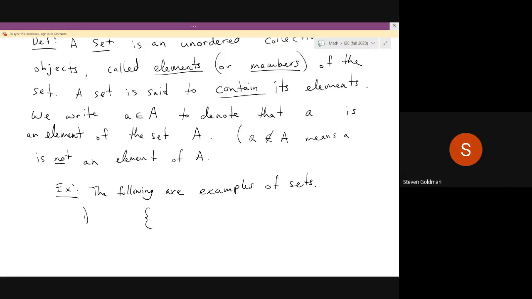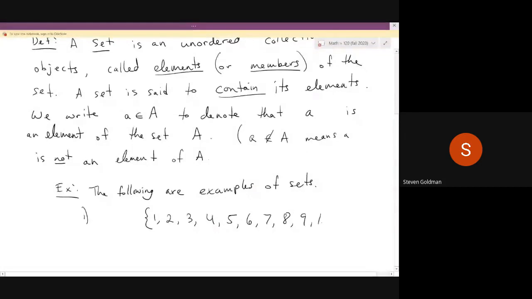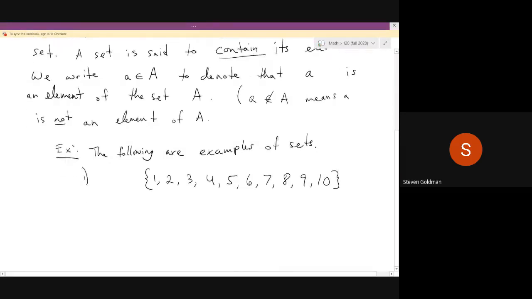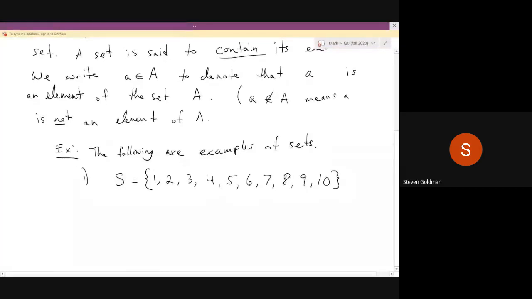So let's say I want to discuss the set of numbers. What did I say before? The set of numbers from 1 to 10, the whole numbers. So I can write that out. 1, 2, 3, 4, 5, 6, 7, 8, 9, 10, okay? So this here is a set, all right? It's a set of 10 numbers, the integers, the whole numbers from 1 to 10, okay? And if I want to give my set a name, I'll usually call it by a capital letter. So let's say I want to call this set here S. All right, S is equal to this. This is the set S.